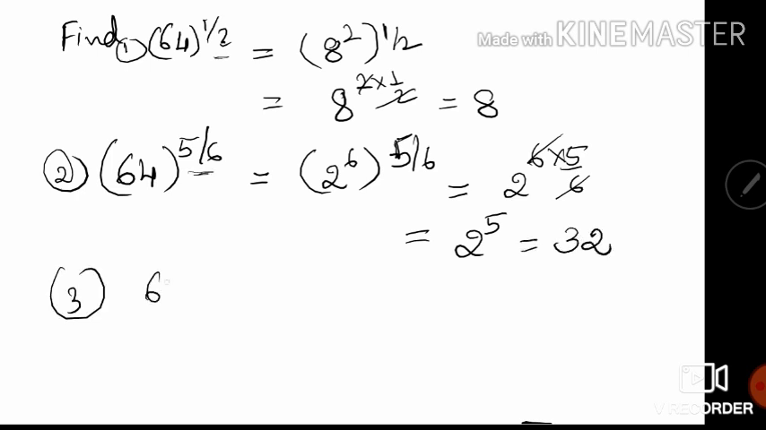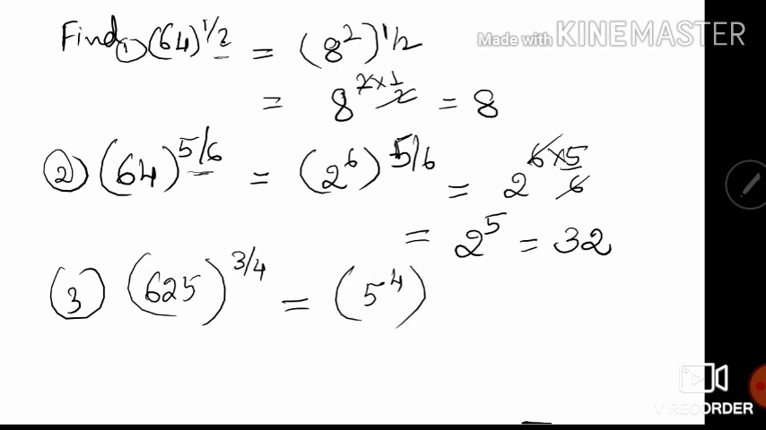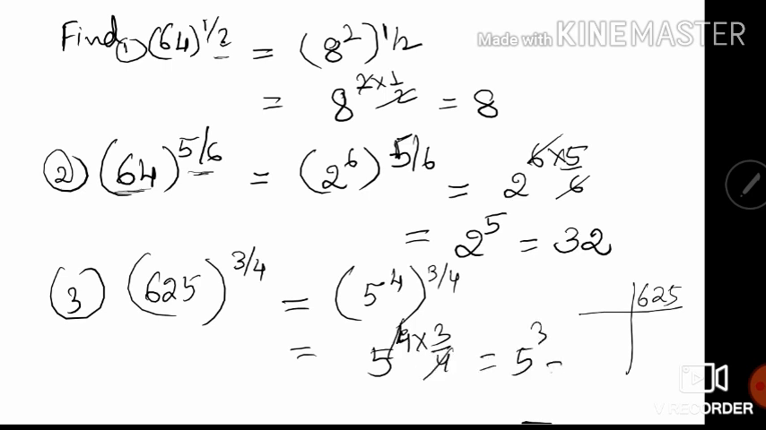Let's do another problem. 625 to the power 3 on 4. 625 is 25 into 25, and further 25 can be written as 5 into 5. So 625 is 5 to the power 4. You can check this in your rough column. Find factors. So 5 to the power 4, whole to the power 3 on 4. This is 5 to the power 4 into 3 on 4. That is 5 to the power 3, which is equal to 125.